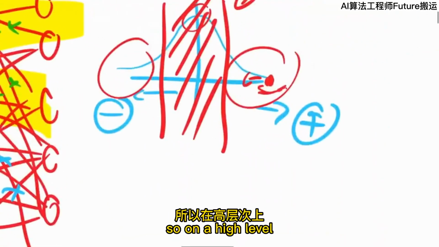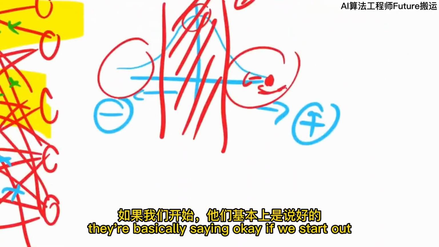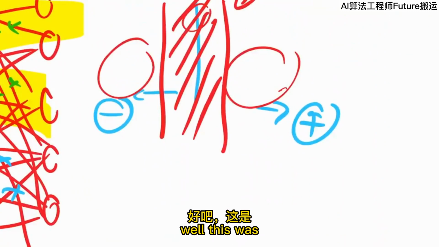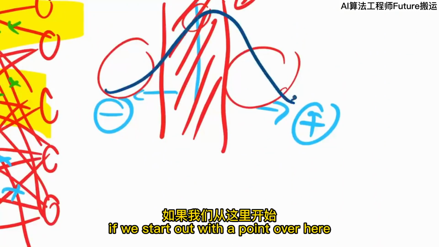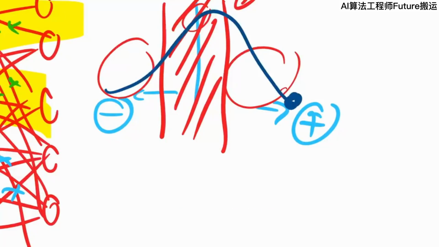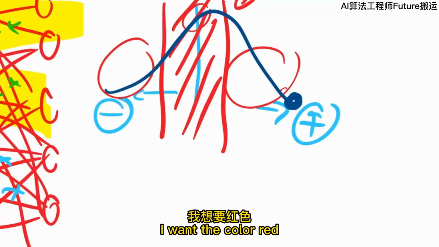So on a high level, they're basically saying, okay, if we start out, well, this was fatal. If we start out with a point over here, let's make that red. I want the color red. Well, it's blue now.